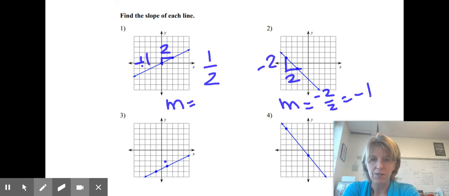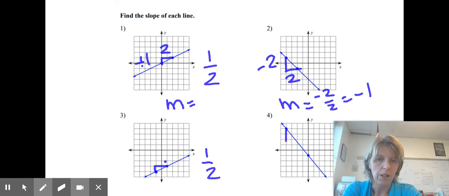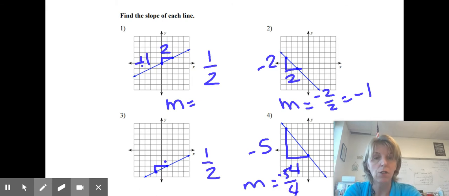Number 3, we're going to go up 1, over 2, up 1, over 2, makes our slope 1/2. So 1 and 3 are the same. And then for number 4, we're going to take elevator down and run, run, run. The elevator went down 1, 2, 3, 4, 5. Elevator went down 5 and it went over 4. So our slope m is -5/4. And that is how you find slope from a line.